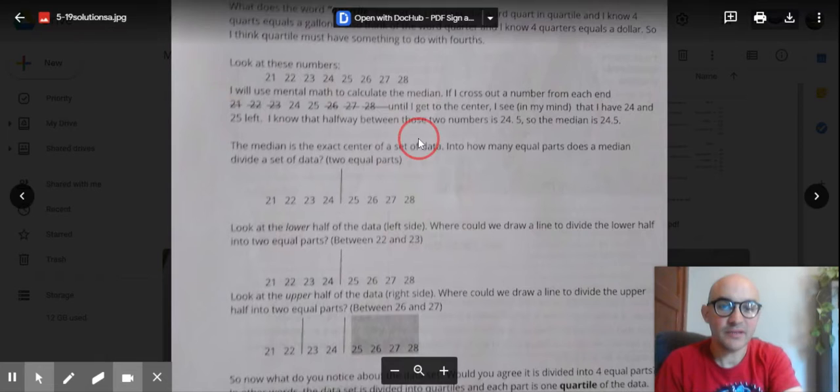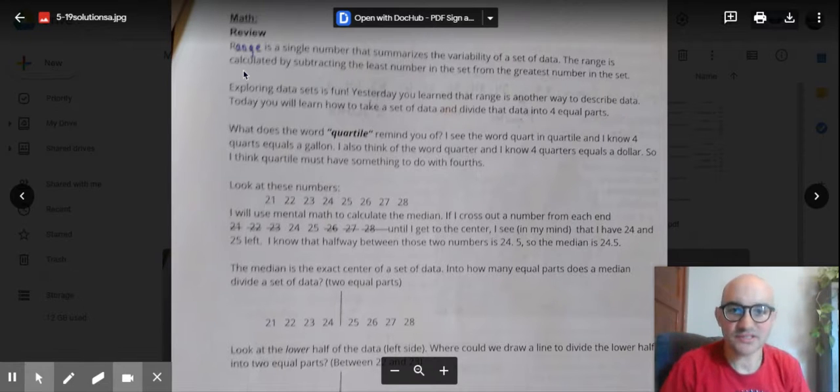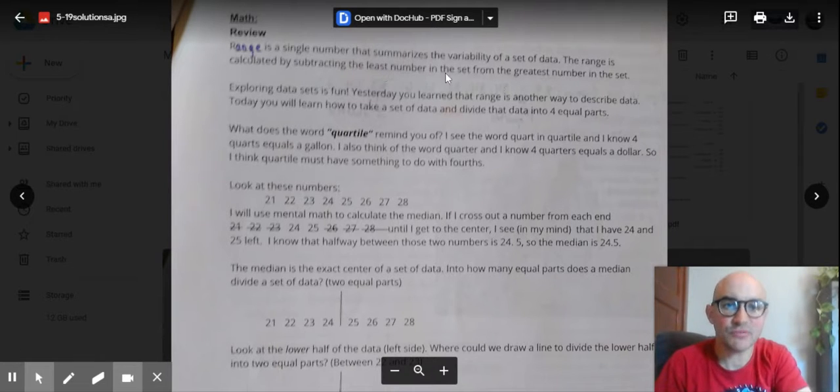Yesterday, Monday, we worked on the concept of range, which is variability, greatest to least, quick subtraction. Remember, range is pretty straightforward to calculate. It's a very simple calculation. It doesn't take a whole lot of steps, and we find it just by simply subtracting the smallest number from the largest number in the data set.